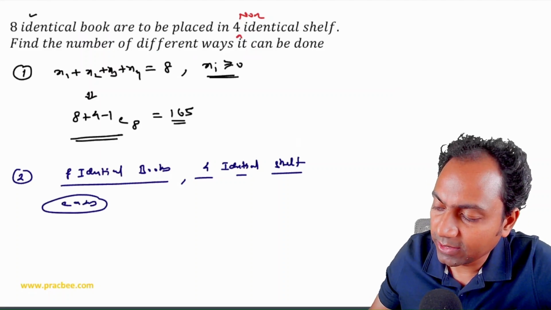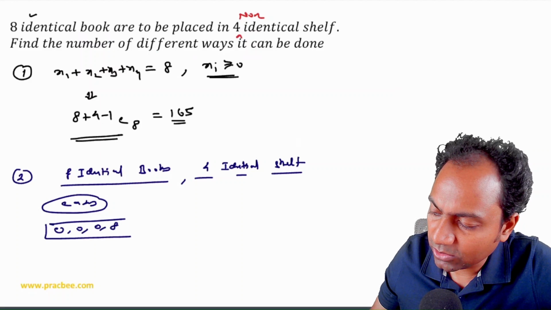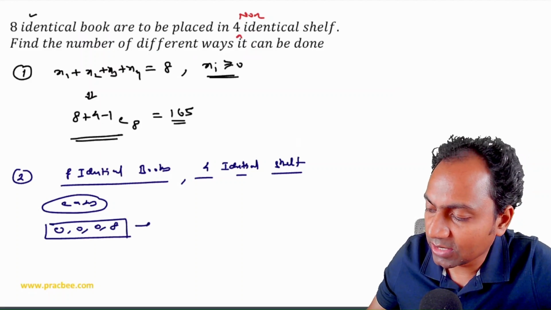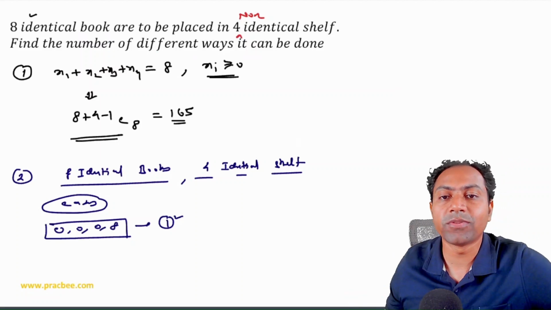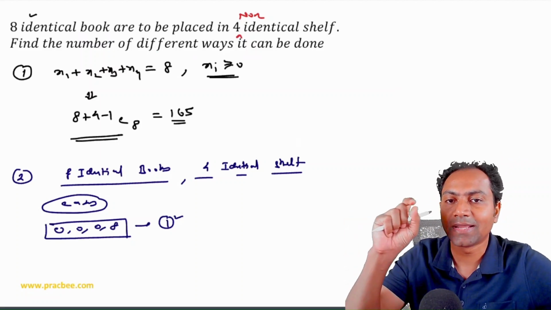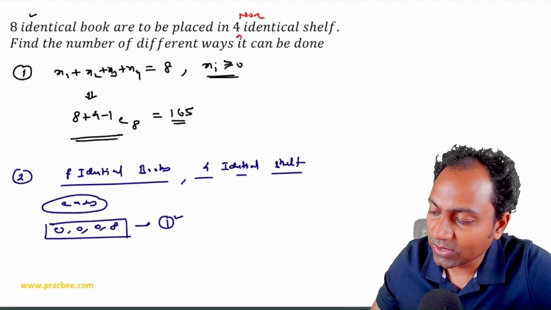I will tell you a few cases. So one case would be 0, 0, 0, 8, and this will be considered as one case and not 4 cases, because the shelves are identical. But in Beggar's method, when we count, this is counted as 4 different cases, because those 8 books can go into shelf 1, 2, 3 and 4. So this is what is fundamentally changing.